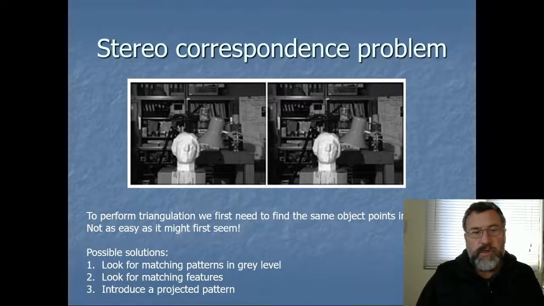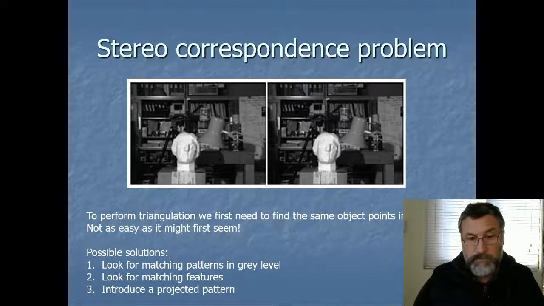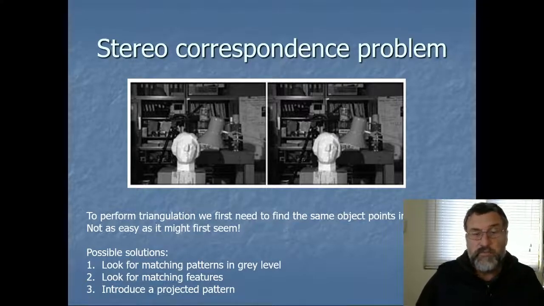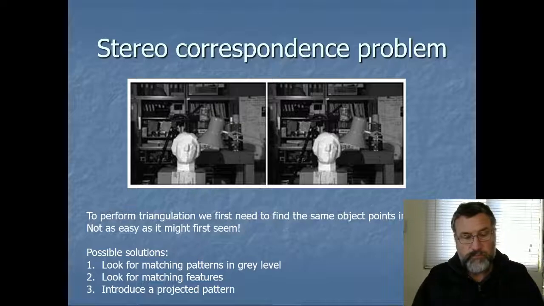Another way of helping to overcome it, of course, is simply to project a pattern. That system I talked about, 3DMD, projects a pattern in order to help overcome this correspondence problem, to make sure that a given point of the two images is the same point. The problem with that is that the resolution with which you can recover the 3D surface in that way is limited by the detailed resolution of the pattern.